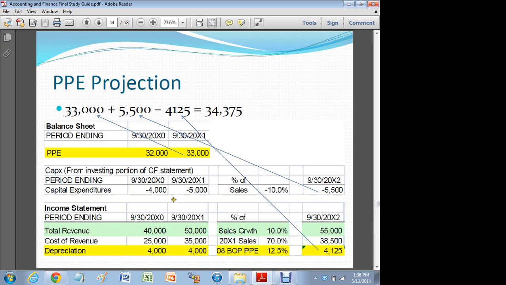So let's do it here. The beginning of period is 33,000. When we're looking at this next year, we have CapEx here, 5,500. We're going to add that. We got this from projection earlier on. Depreciation we projected with its own rule earlier, and it was 4125. We're going to subtract that. So if you have the beginning, add how much new stuff we have, subtract what we're out, that's how much we have at the end of the period.